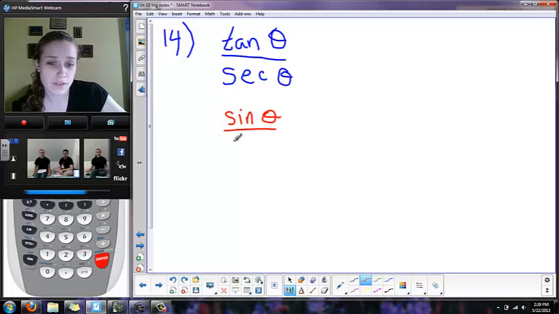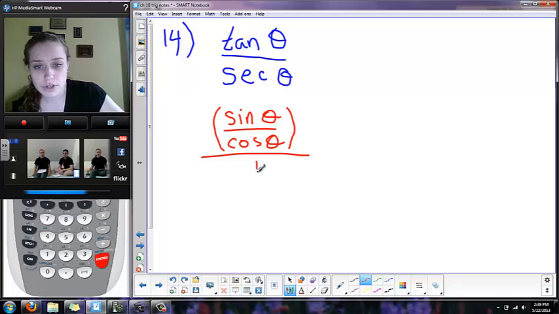And if you don't have your thetas written out on this test, Ms. Tompkins is going to take off a lot of points. Okay, so just make sure that you're writing theta after every single one of these functions. And then secant can be rewritten as 1 over cosine.